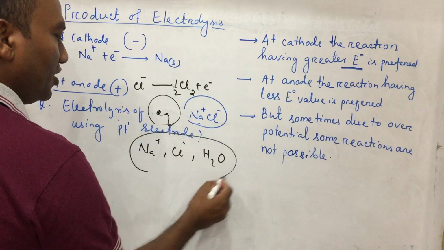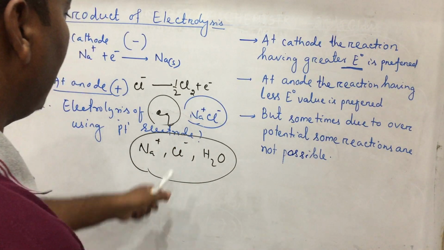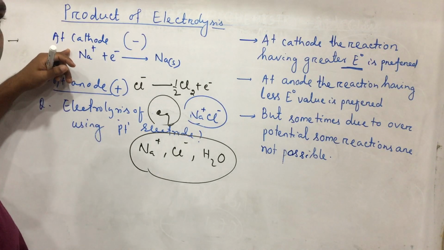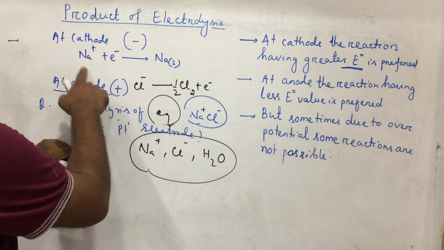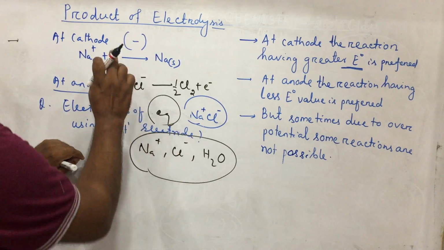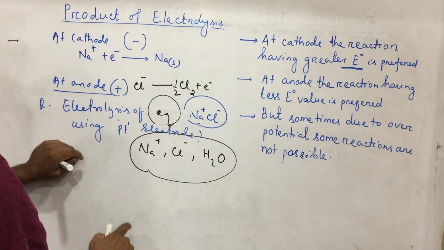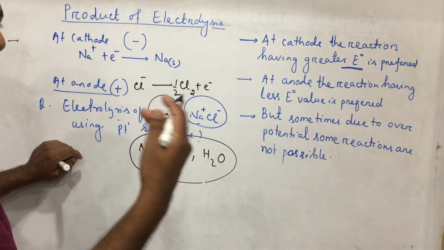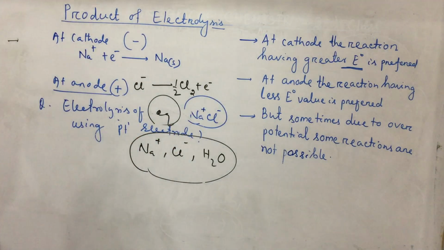So now see, three types of ions are present. Hence at cathode, competition takes place between Na+ and water. Which reaction is preferred here? Similarly, at anode, Cl- and water, these two, what competition takes place? Which reaction takes place at anode?